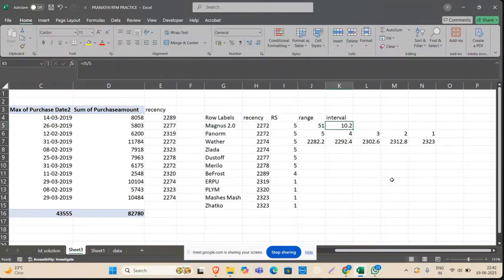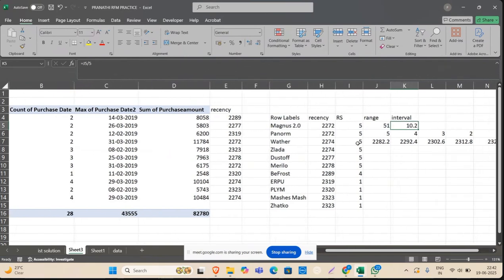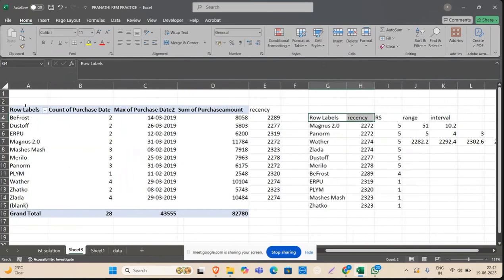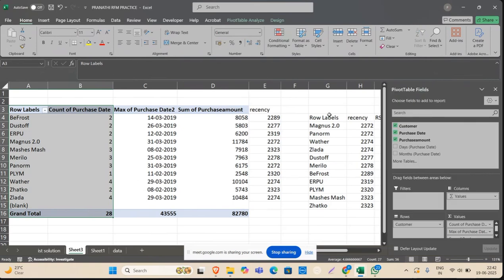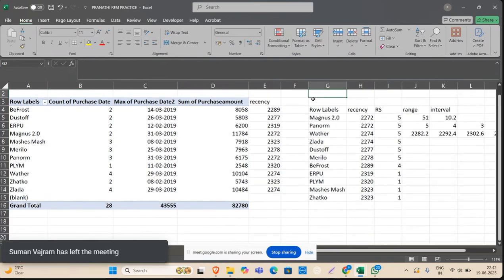So after finding out this recency score, we need to find out this frequency score. Same portion. Select the row labels and count of purchase, this one, and paste it somewhere and then sort the count of purchase from smallest to largest, and then calculate range, interval and then allot the score. That's it, that is for frequency.